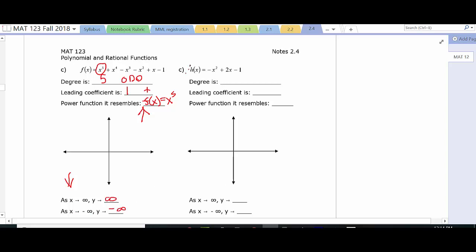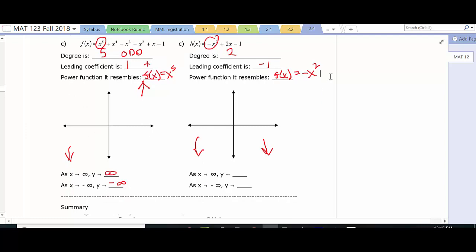All right, and then the next one, just giving you one of each. The degree would be 2. Leading coefficient is -1. So that would be a parabola that's going downward. So this one is going to go like this. And then that's going to be the same, essentially, as f of x equals -x squared. That's what makes the difference.